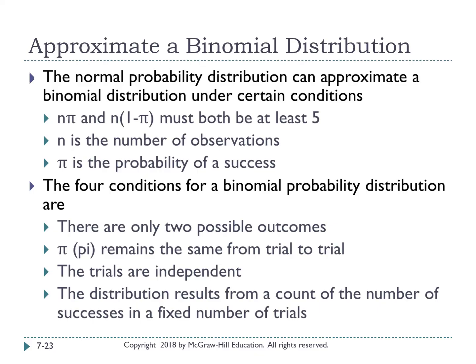So when can we use the normal approximation to the binomial? We have to make sure that we fulfill certain conditions. The first condition is that n multiplied by pi, and n multiplied by 1 minus pi, must both be at least 5. Your n is the number of observations and your pi is the probability of success. However, before we apply the normal approximation, we must make sure that our distribution is in fact a binomial distribution, so you have to fulfill the binomial probability distribution conditions. We learned this in the previous chapter.